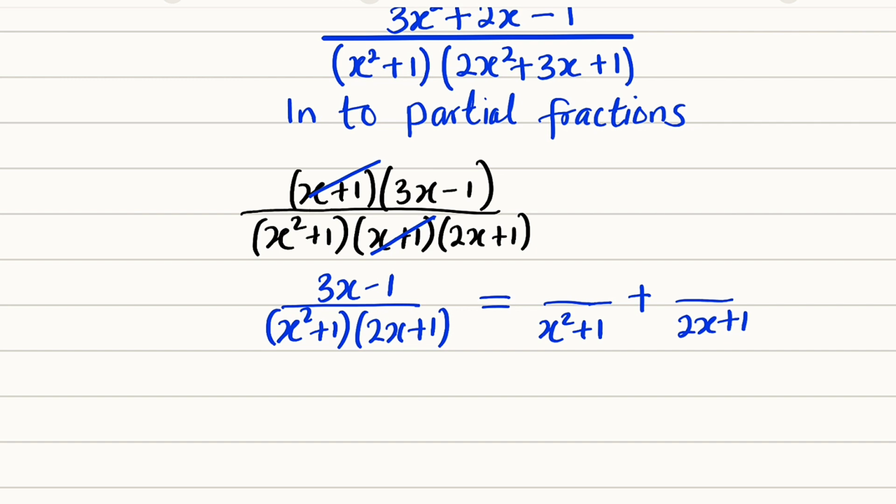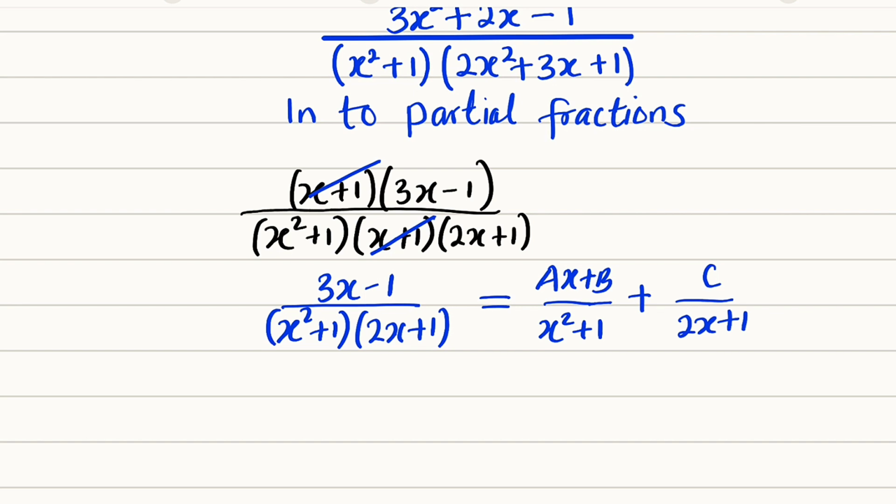Alright, to obtain their corresponding numerators, you have to also observe the nature of these two factors. The numerator is always a polynomial of 1 degree less than the denominator. The denominator here is quadratic. 1 degree less will be linear, so the general form is ax plus b, where a and b are constants. This is linear. Therefore, the numerator will be 1 degree less, which is going to be just a constant. And this time around, we are going to use c since we have a and b.